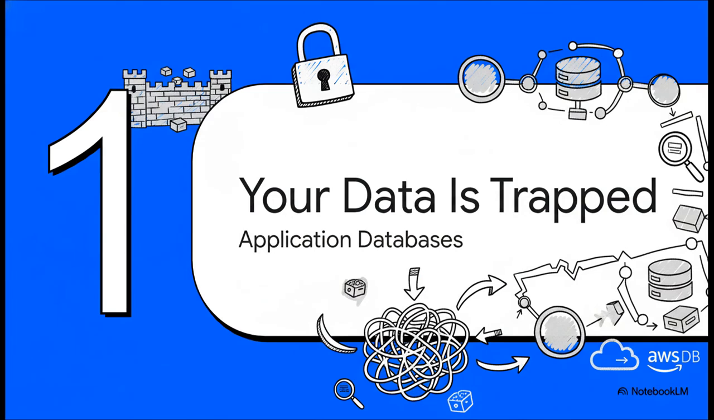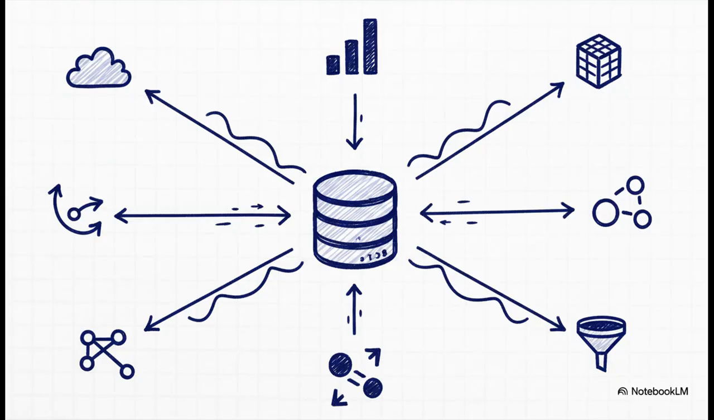See, application databases are optimized for one thing and one thing only: running your app fast. And what that means is your data often ends up in a silo, trapped. It makes it incredibly difficult to use for analytics or machine learning or even just simple archiving without building these clunky custom data pipelines.